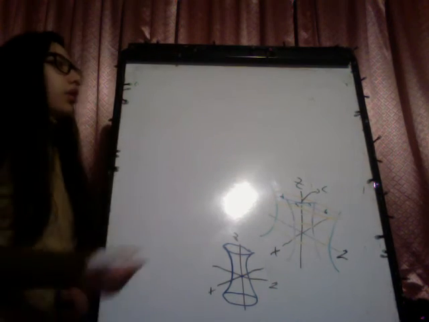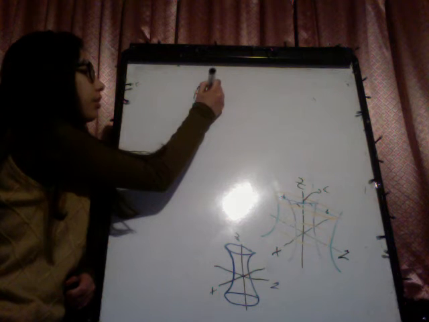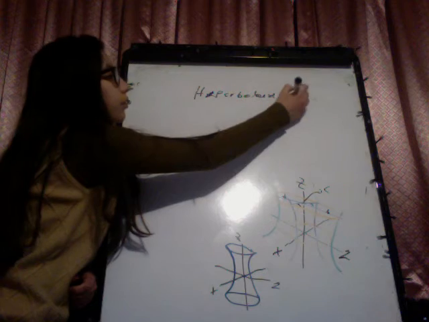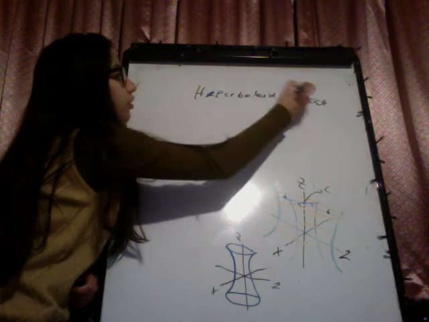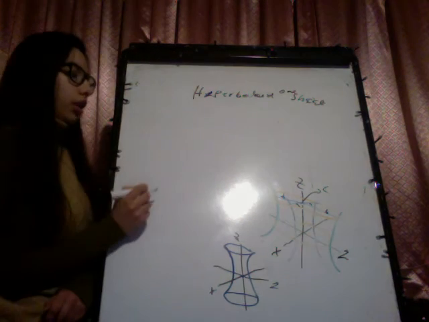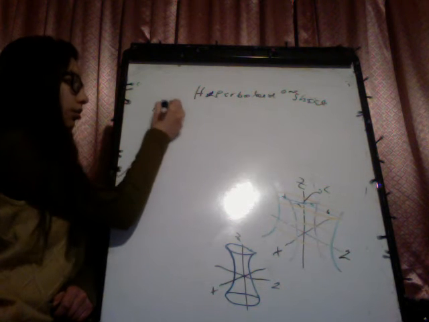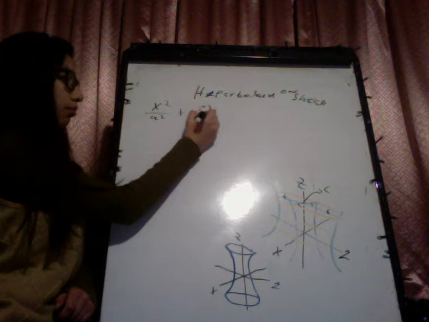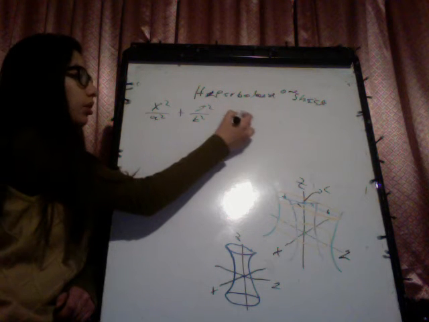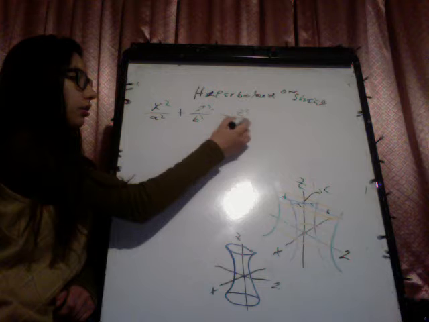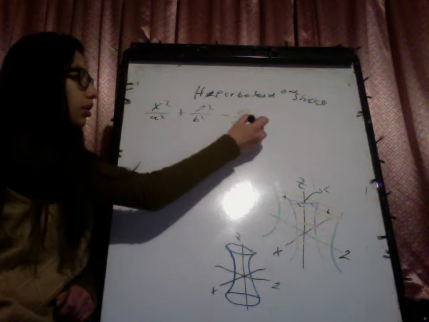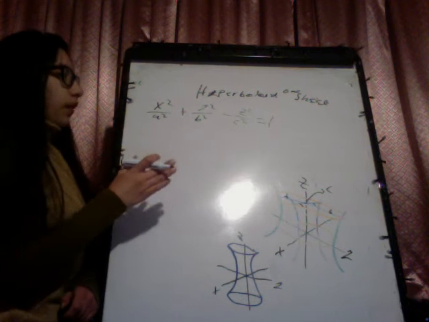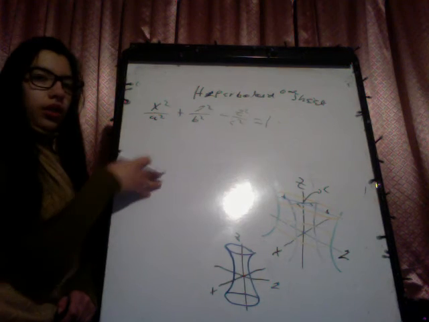Now we're going to see the hyperboloid of one sheet. The equation is x squared divided by a squared plus y squared divided by b squared minus c squared divided by c squared equals 1. Alright, so this is a hyperboloid.